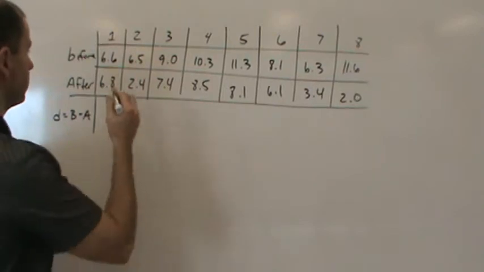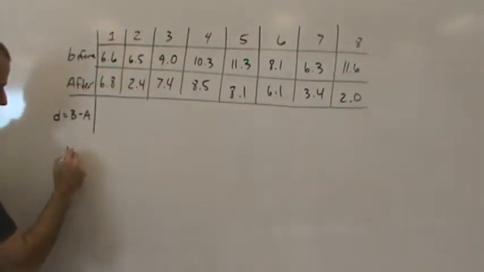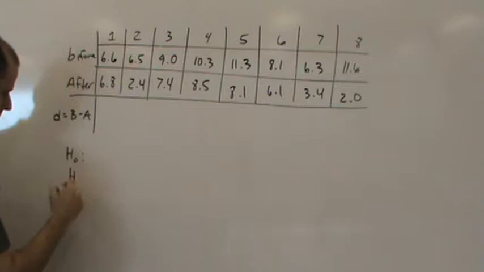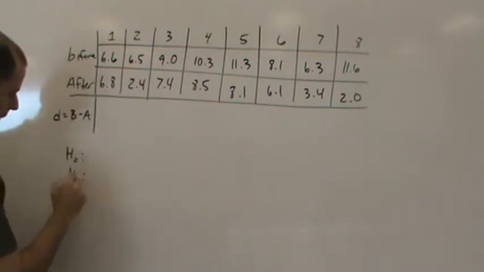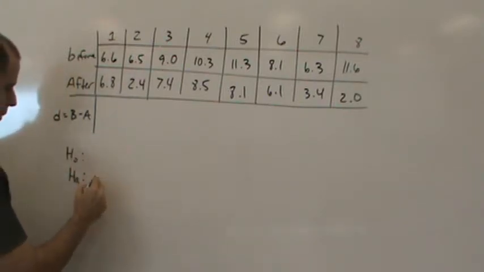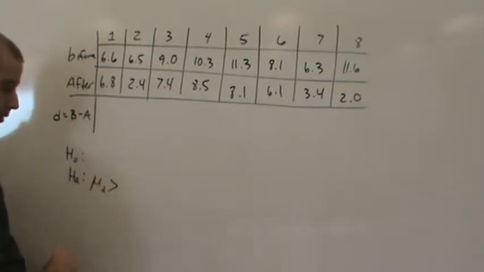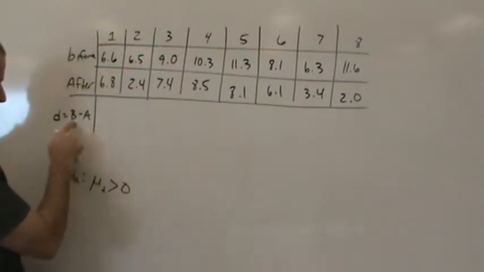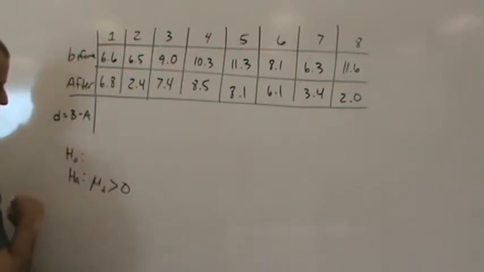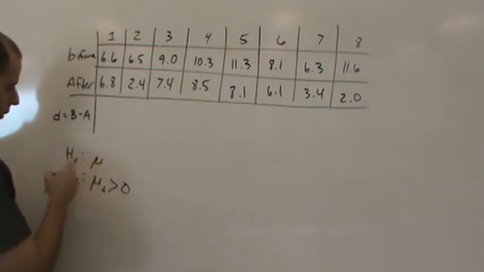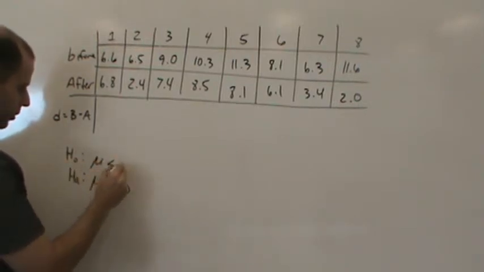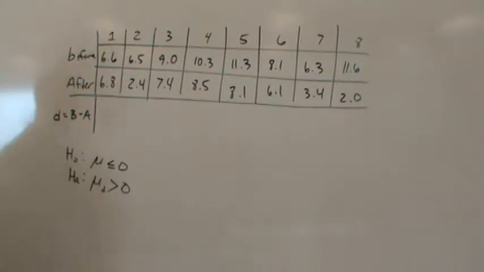So that tells us that our null and alternative hypotheses should be this. If they work, then mu sub d should be what? Greater than 0, based on the way we're subtracting. And so the null is less than or equal to 0. So these are going to be the hypotheses we're going to use, based on this. I hope that makes sense.